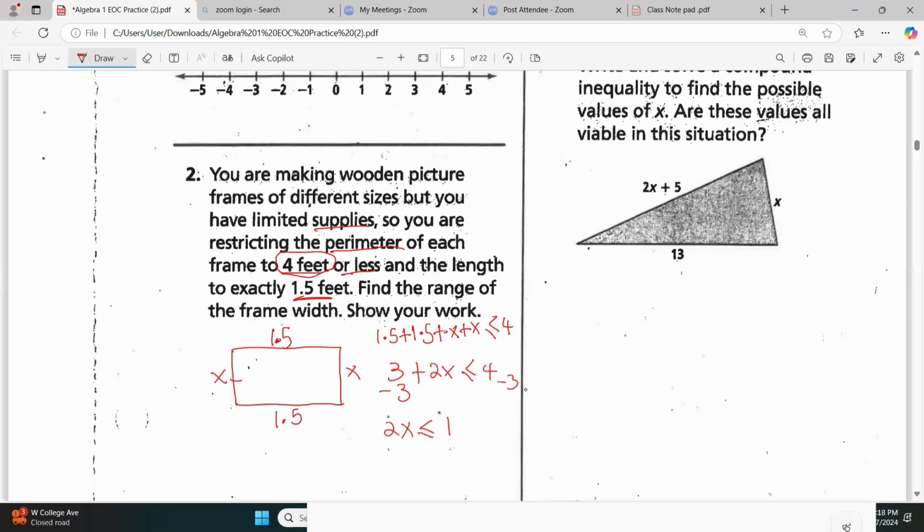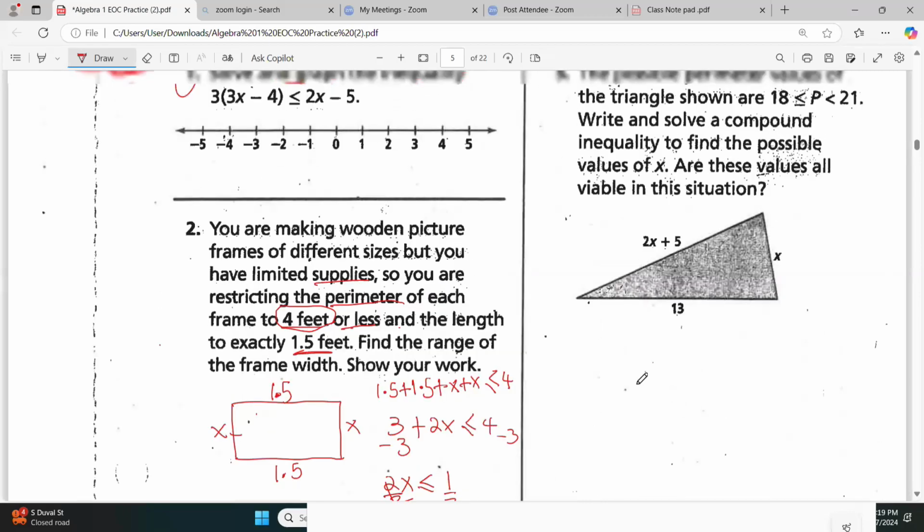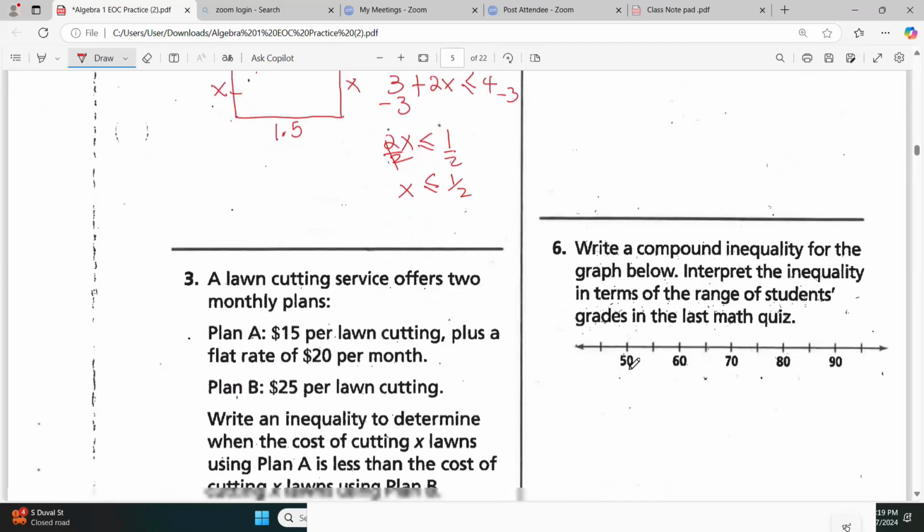And then we're going to divide both sides by 2. So we have it here that x must be less than or equal to a half. And that's what we're suggesting. That is our width. It has to be less than or equal to a half to satisfy the conditions in this question. Let's take a look at another question.